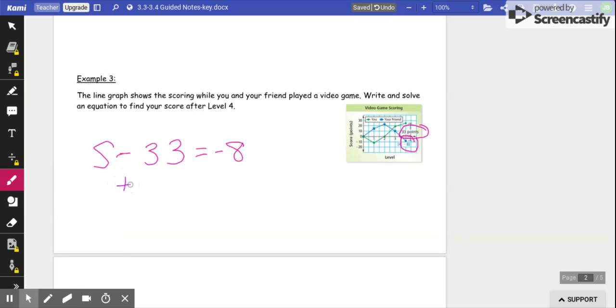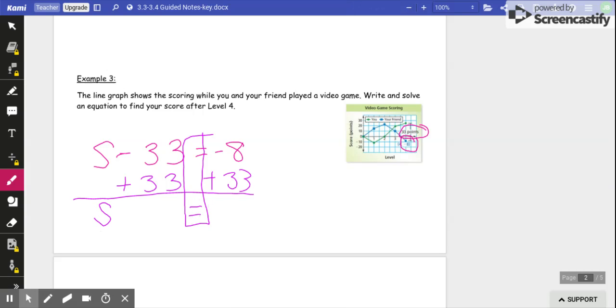So here I'm going to add 33. I'm going to do the opposite to each side of that equal sign. Remember, we're doing it to each side of that equal sign. So I'm left with S equals 25. That means that your score is at 25. And that looks pretty close over here. If we look at our little chart, it's right between the 20 and the 30. So I would say that is correct.